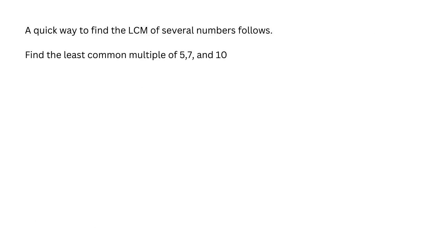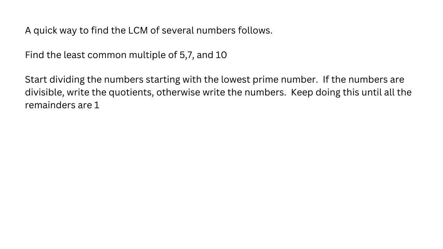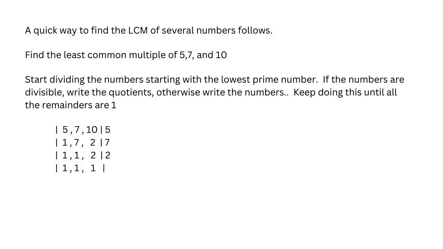Say we want to find the LCM of 5, 7, and 10. Start dividing the numbers starting with the lowest prime number. If the numbers are divisible, then write the quotients on a line below, otherwise write the number. Repeat until all the quotients are 1. Then, multiply all the divisors to get the value of the LCM.